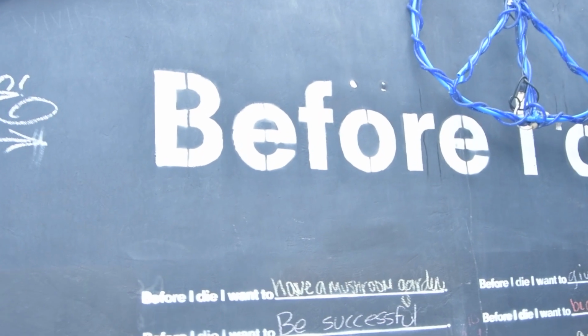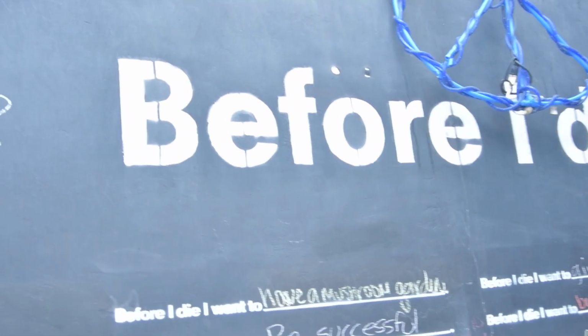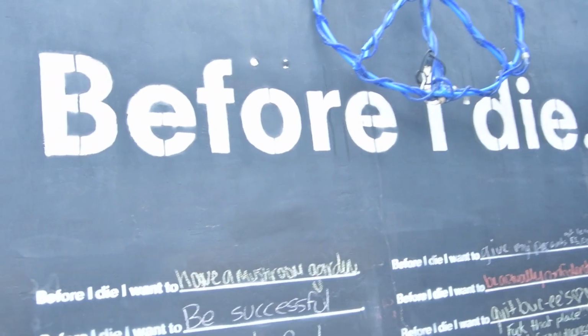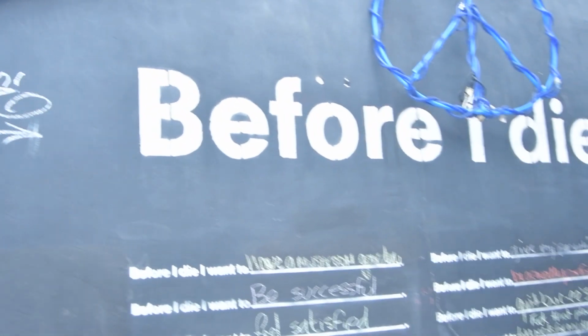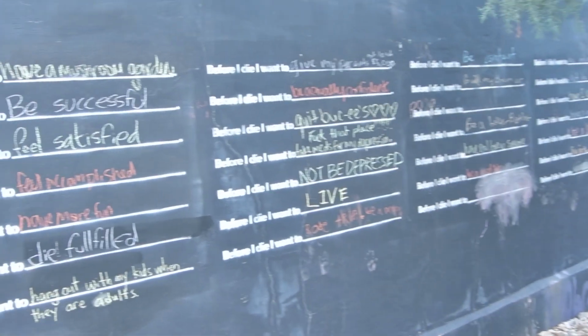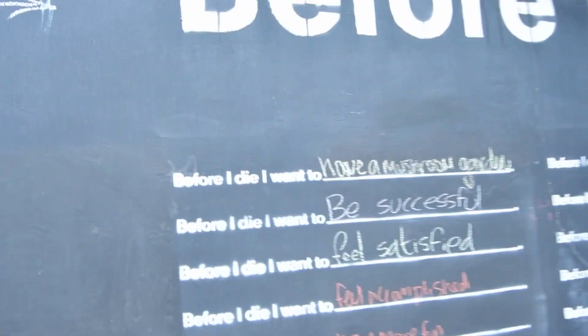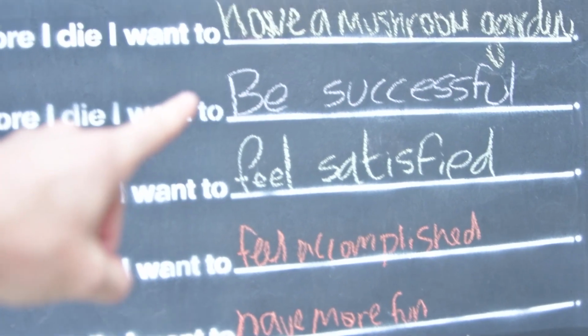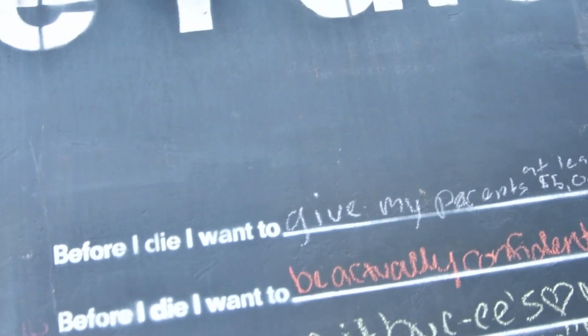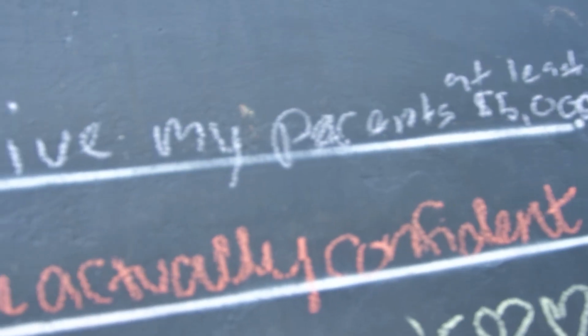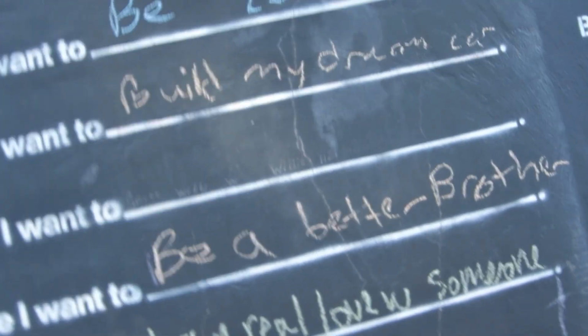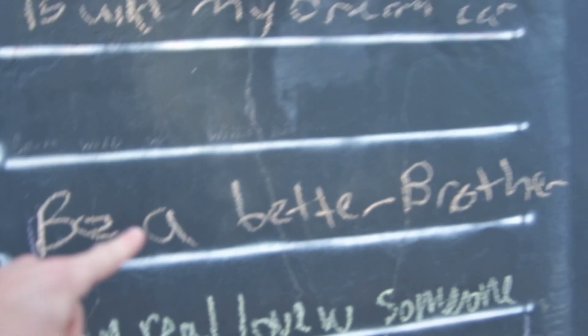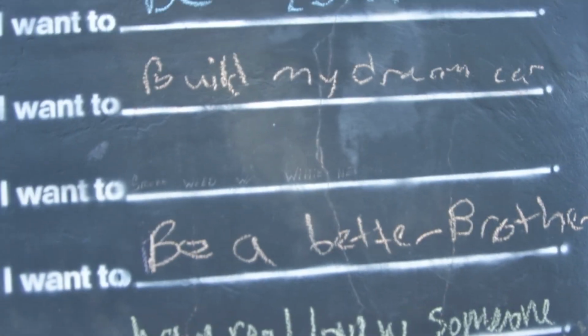So actually I do think this is pretty cool. Just real quick, kind of random, sorry, but this is on Elizabeth Street in Austin, so you can write whatever you want on this chalk wall. It's basically like, before I die, and someone's written feel satisfied, be successful. I don't know what this part says. Be a better brother. That's dope.